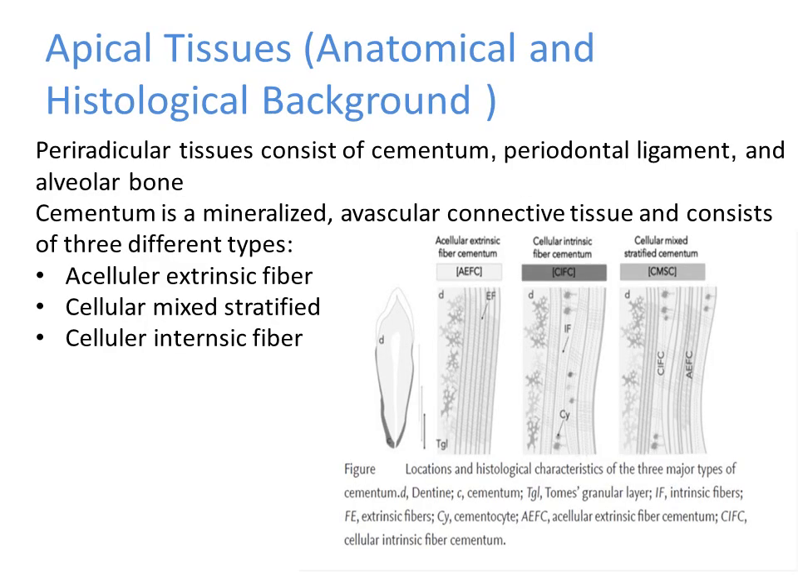For the apical tissue, anatomically and histologically, the periradicular tissue consists of three types of tissues: the cementum, the periodontal ligament, and the alveolar bone. The cementum itself is unique. We have three types of cementum. We have acellular extrinsic fiber, we have cellular mixed stratified in the middle third, and we have cellular intrinsic fiber exactly at the apical area.